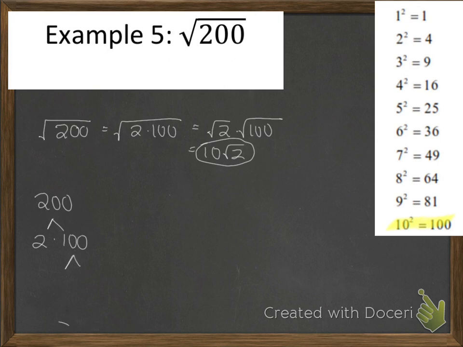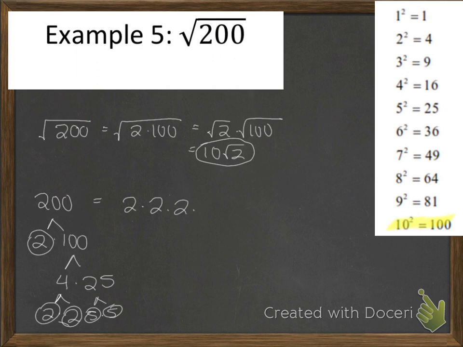If you don't notice that, another thing you could do is you could keep going, right? You could say, well, 100 is 4 times 25, and 4 is 2 times 2, and 25 is 5 times 5. So the prime factorization is going to be these numbers. So you're going to have 2 times 2 times 2 times 5 times 5.